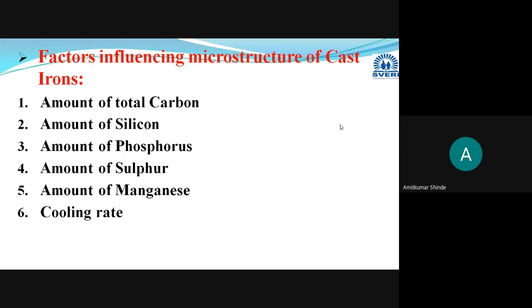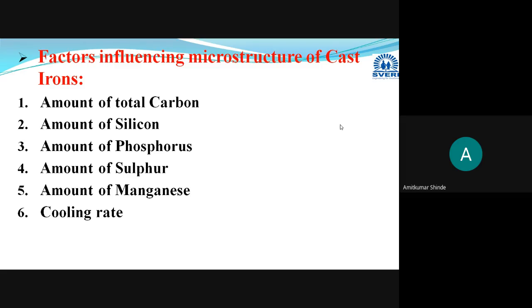Before I explain it, the first three elements, the amount of carbon, silicon, and phosphorus, have the same effect. Carbon, silicon, and phosphorus are strong graphitizers, and they promote the graphitization process. Now the question arises: what is the meaning of graphitization?